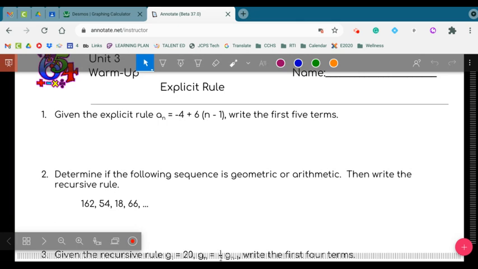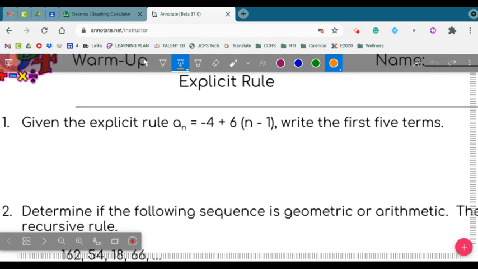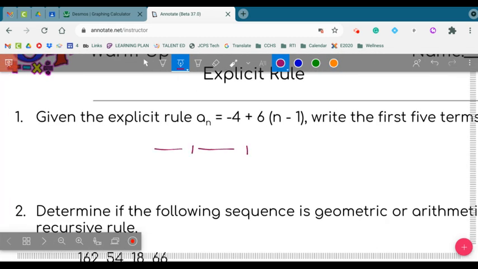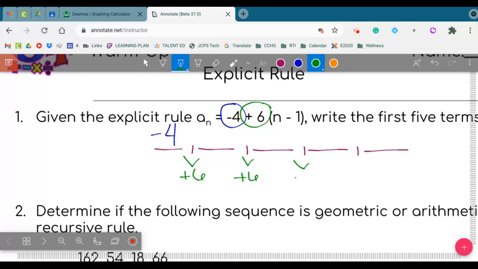So the first one says, given the explicit rule, write the first 5 terms. So what I'm gonna do is draw my first 5 lines. If you guys remember, the first number listed is our first term. Whatever comes after it is our common difference. So we're going to be adding 6 each time. So we're going to get 2, 8, 14, then 14 plus 6 is 20. Those are going to be our first 5 terms, and you can easily use a calculator to help you figure that out.